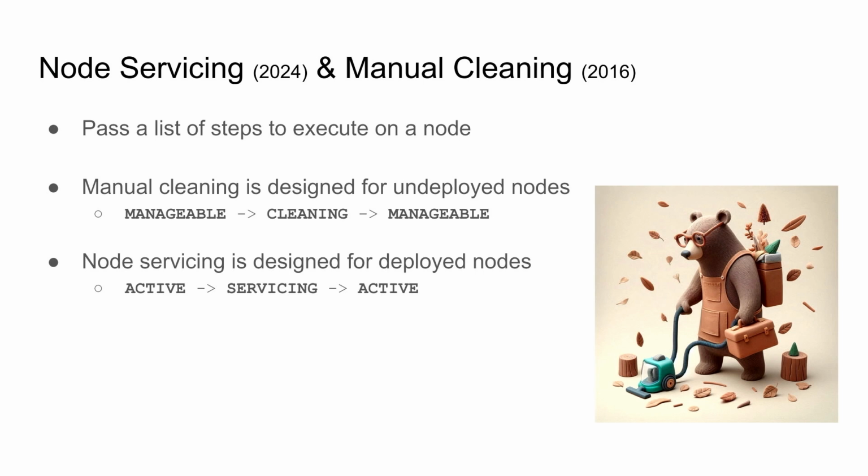We have node servicing, which was added in 2024, and manual cleaning, which has been around a real long time, which is where you're passing a list of steps to execute on the node, or one of those runbooks that I talked about. Manual cleaning is designed for nodes that are not deployed at all, so they're in that manageable, that little parking space, and then you can manual clean it, tell it to do what you want, direct it to perform a firmware update that maybe you wouldn't do automatically, whatever, goes back to manageable. But now we recently added the ability to do it to nodes that are already active.